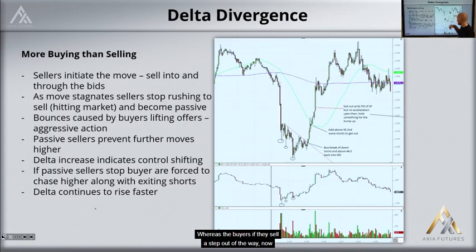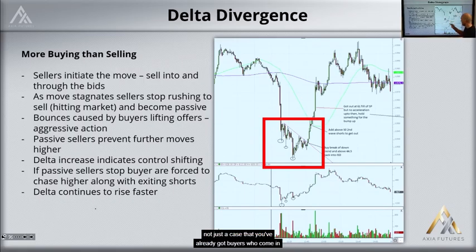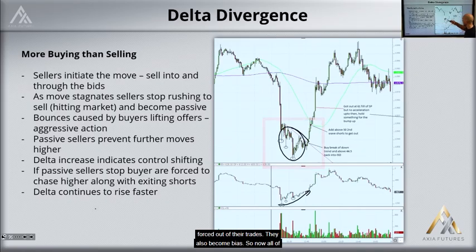Whereas the buyers, if those sellers step out of the way, have already shown that they're active, that they're willing to pay higher prices. Now they're going to have to start to chase. And this is what creates the reversal type trade. So this is what you're waiting for. Once the sellers step out of the way, it's not just that you've already got buyers who came in throughout this period, but all of these sellers are now being put under pressure and are going to be forced out of their trades.